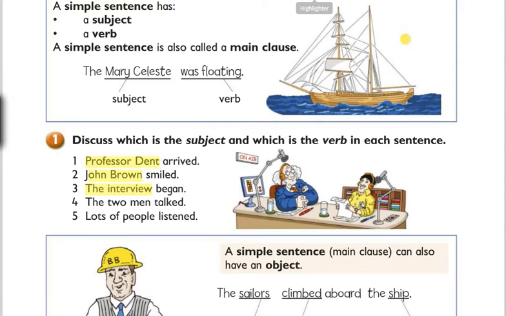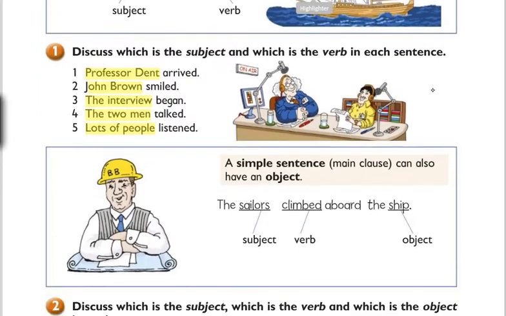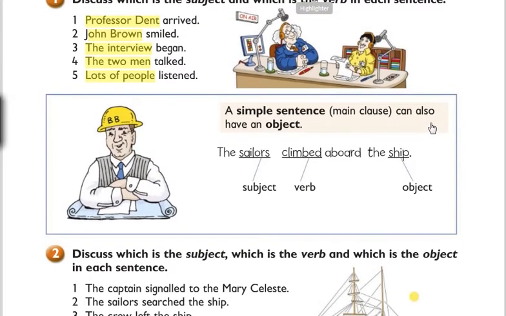The two men talked. So the two men are the subject of the sentence and talked is the verb. Lots of people listened. Lots of people is the subject and listened is the verb. A simple sentence, called a main clause, can also have an object.